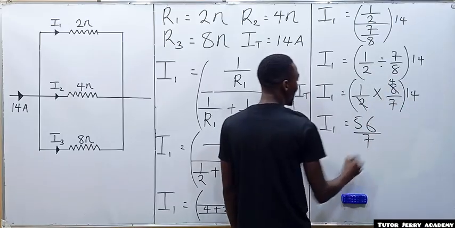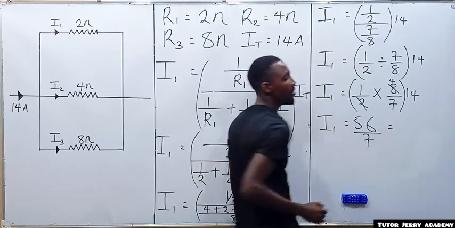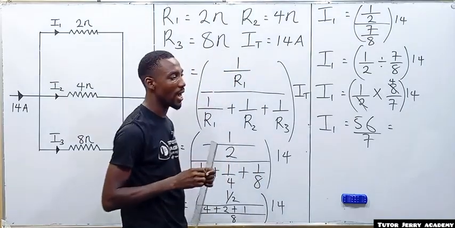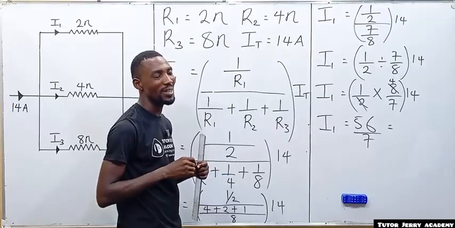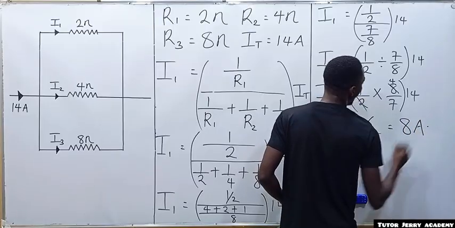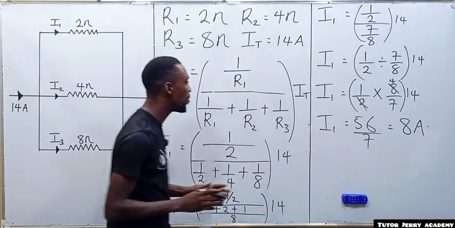Then we divide this by 7, 56 divided by 7. If you divide 56 by 7, what are we going to have? Our I1 is going to be 8. So it shows that I1 is 8 ampere. All right. So this is how to solve for I1.